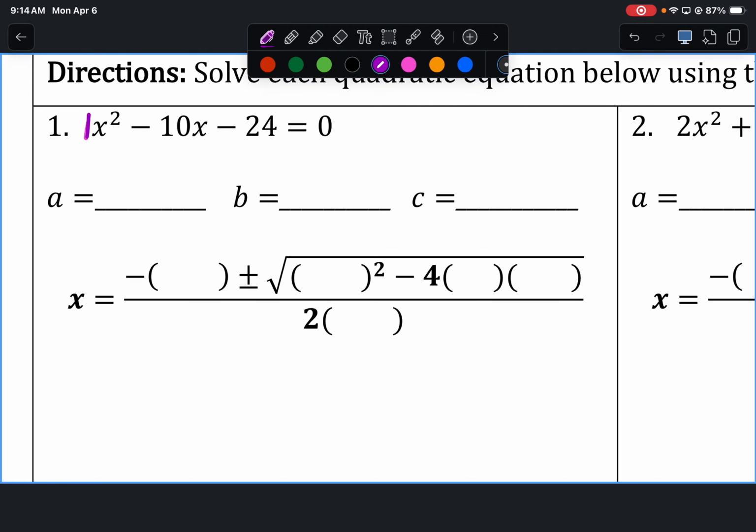I would also rather use this than completing the square. Sometimes completing the square is easier if A is 1 and B is even. It's not too bad. But the quadratic formula is very, very consistent.